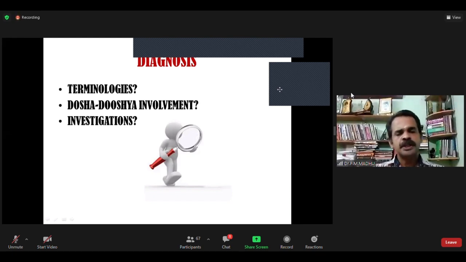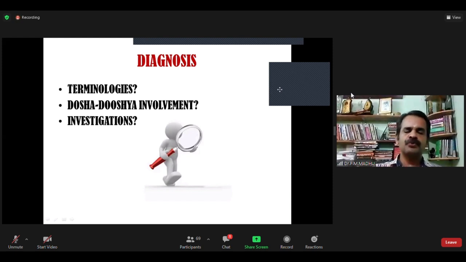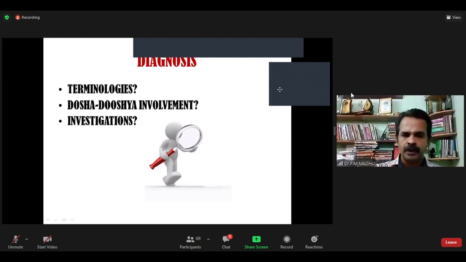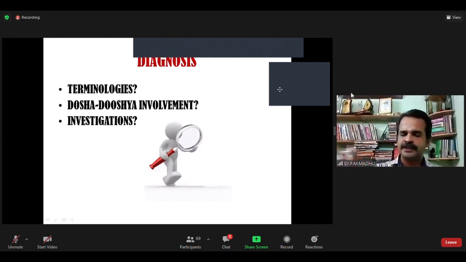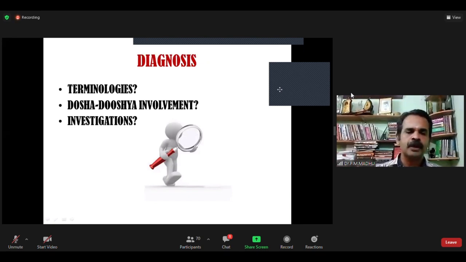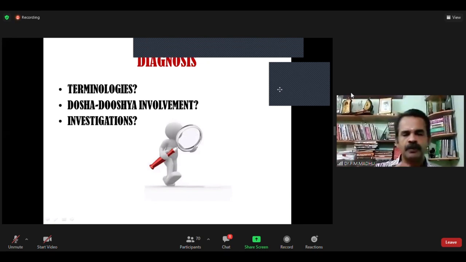So, is it important to identify the terminology of the presenting complaint before us? Think a skin case came to your OPD, and whether you have to identify the exact term for the skin condition. That is one relevant question. Next one, whether it is relevant to identify the dosha dushya involvement in that particular case.